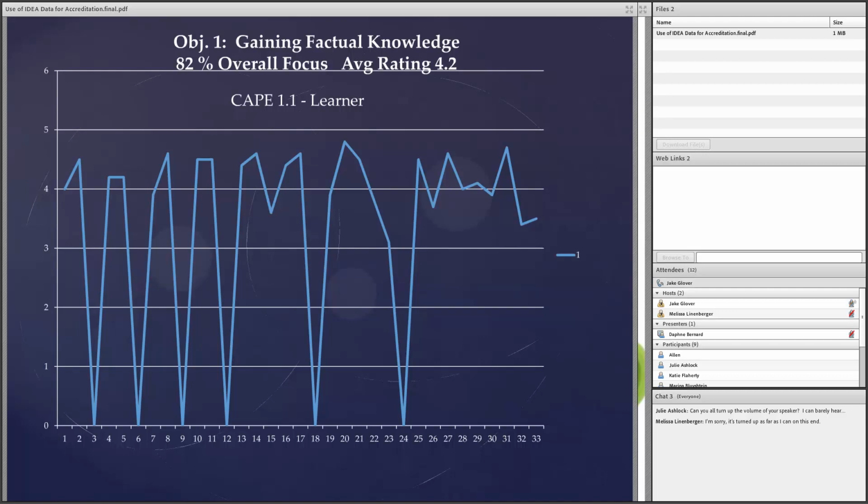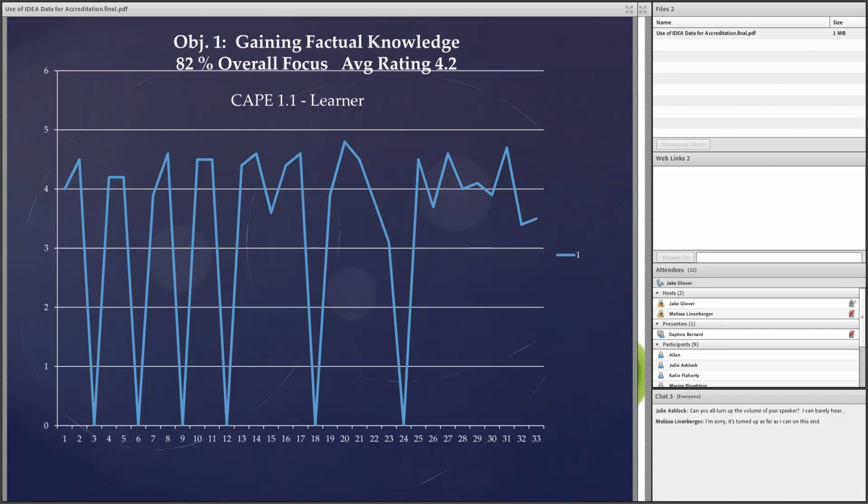So when we look at objective 1, gaining factual knowledge, you'll see that for the students, overall, there's an average rating of 4.2. What we're trying to look at, and this is where I would like some feedback in the discussion, ideally what we'd like to see is, from the very first class in the program, if you look towards the bottom, all the way up to that 33rd required class, in a perfect world, at least in the world I'd like to have, I'd like to actually see an upward line, just constant progression as you go across the curriculum.